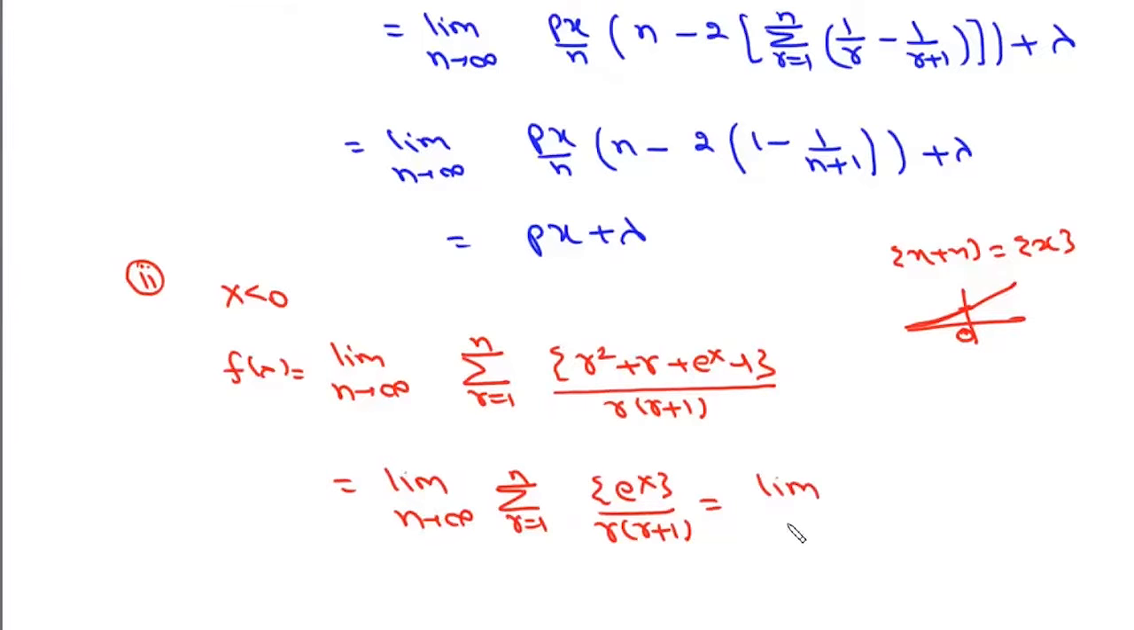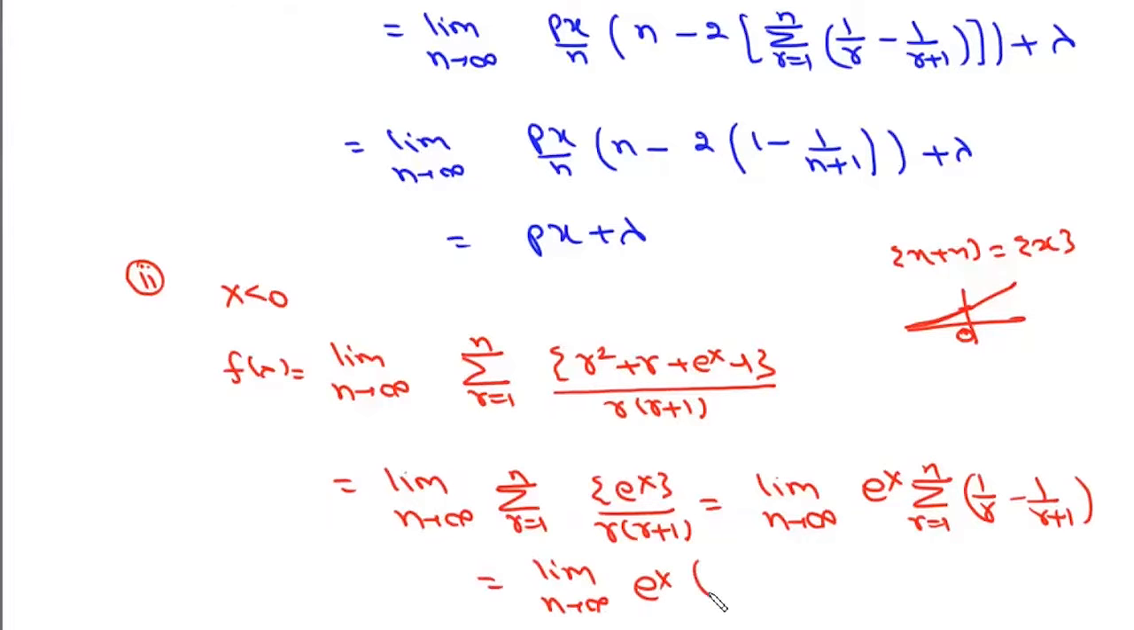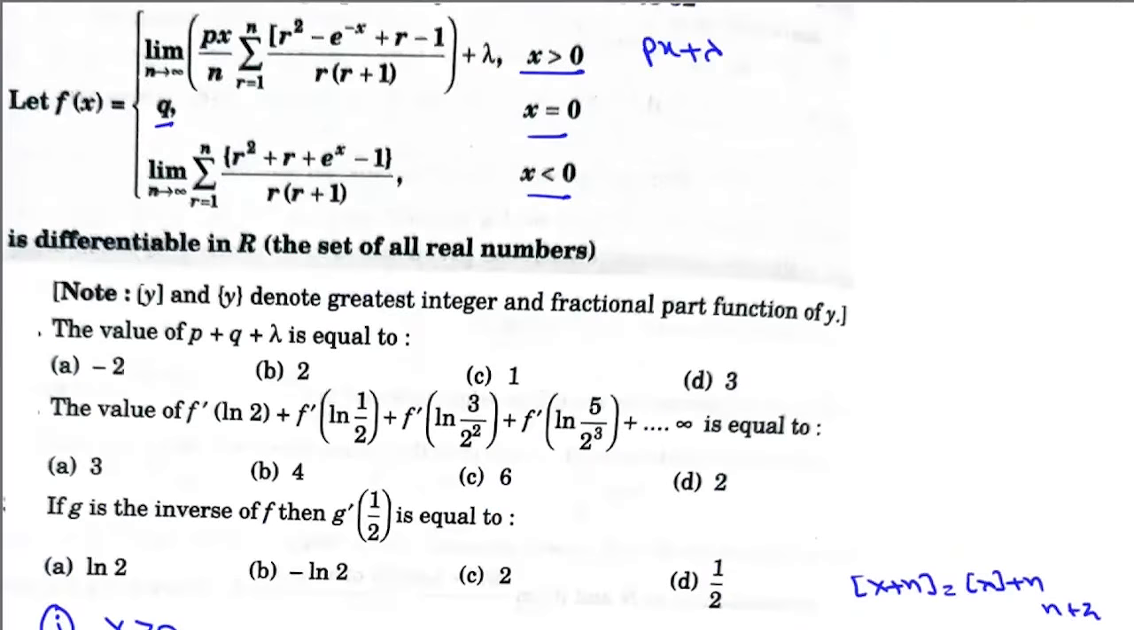So it will be this limit n tends to infinite e to the power x, and then this summation r varies from 1 to n, 1 upon r minus 1 upon r plus 1, which is this limit n tends to infinite e to the power x into 1 minus 1 upon n plus 1, which is nothing but e to the power x. So this function will be q when x equal to 0, and it will be e to the power x when x is less than 0.